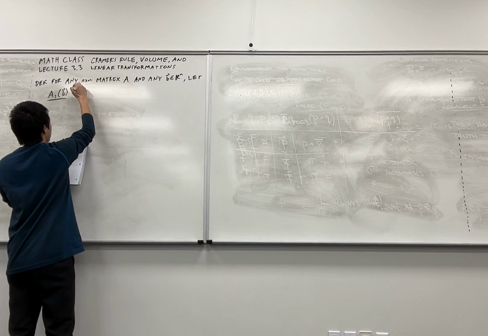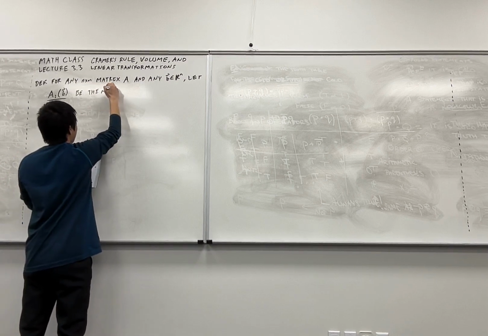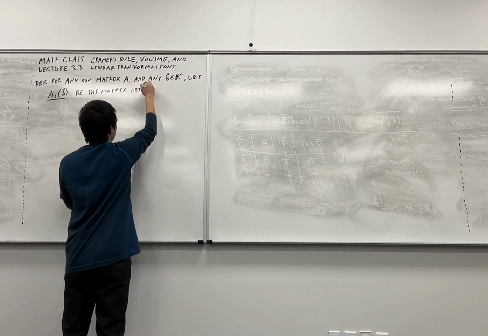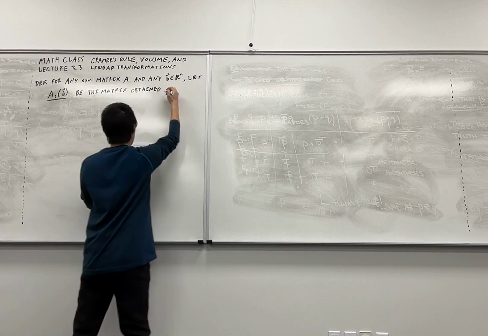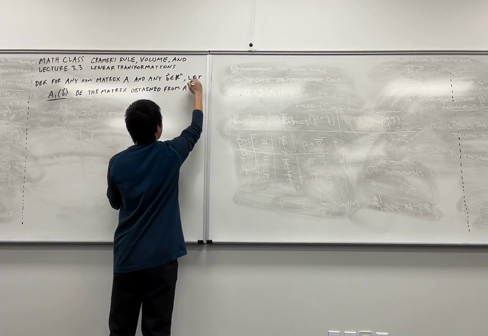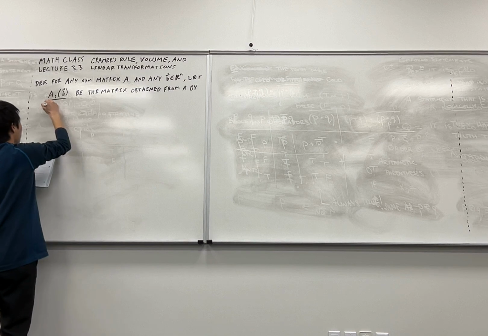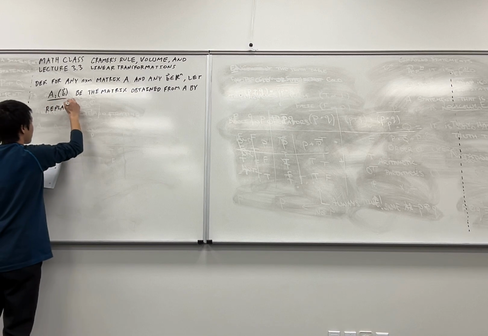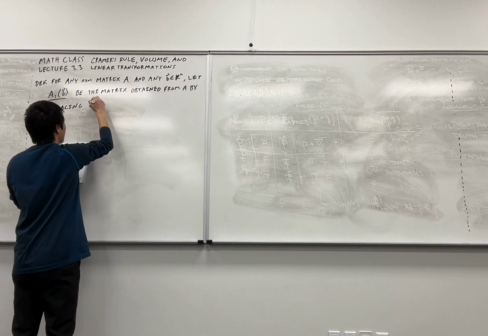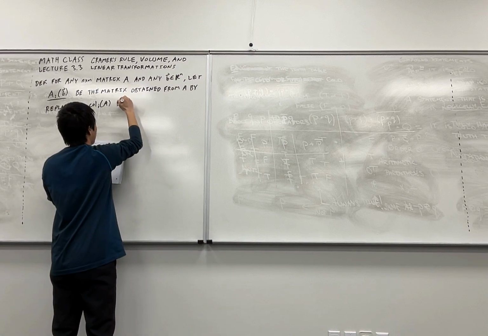This notation is going to be the matrix obtained from taking my matrix A by replacing column i of the original matrix by the vector B.